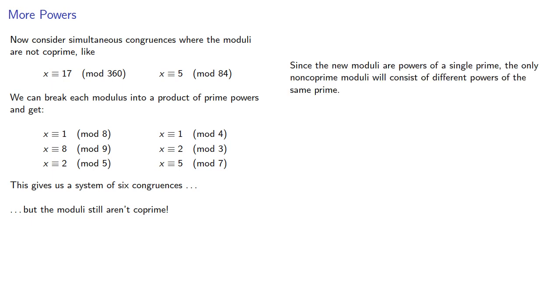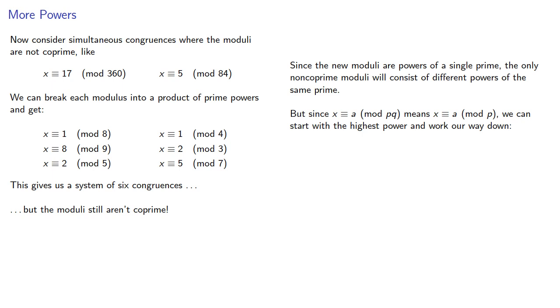Since the new moduli are powers of a single prime, the only non-coprime moduli will consist of different powers of the same prime. But since x congruent to A mod PQ means x congruent to A mod P, we can start with the highest power and work our way down. So x congruent to 1 mod 8 also gives us x congruent to 1 mod 4 and x congruent to 1 mod 2.